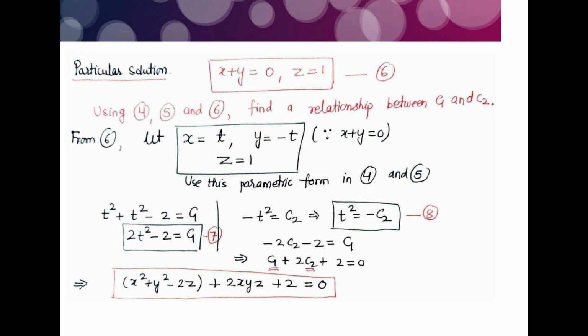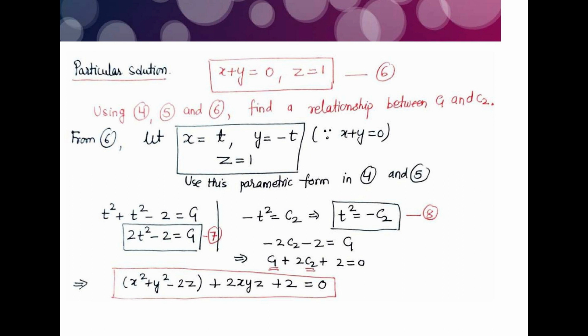So write down the condition given to us, x plus y equal to 0, z equal to 1. This is the same as the second equation on the previous slide. Now we will use the given two surfaces' integral curves, that is the u function and v function given by equations number 4 and 5 respectively, and the given condition through which the surface is passing, that is equation number 6.